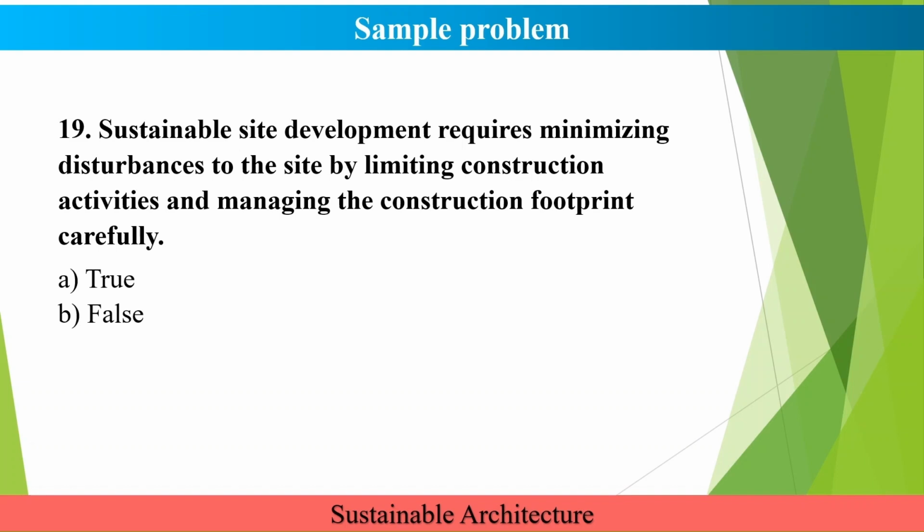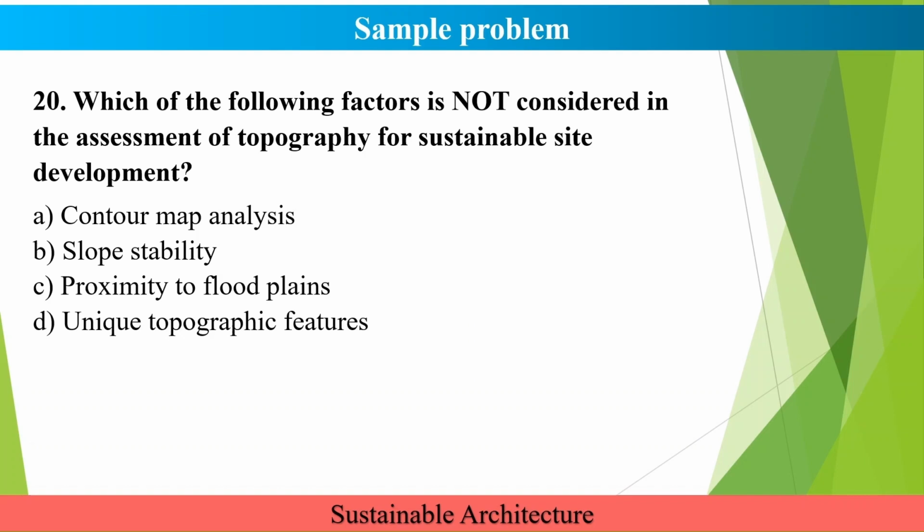Question number 20. This is an objective type question. You can choose any of the options. Which of the following factors is not considered in the assessment of topography for sustainable site development? Whenever you are doing the assessment for topography, what factors will you be considering, and which one will you not be considering out of the four? You have to choose that one. Option C.